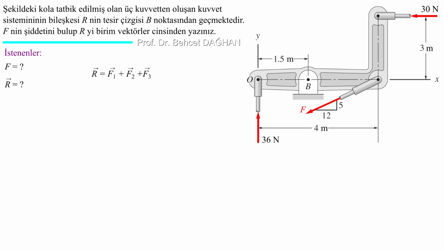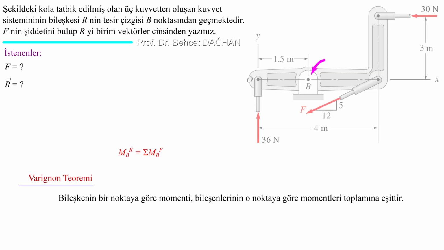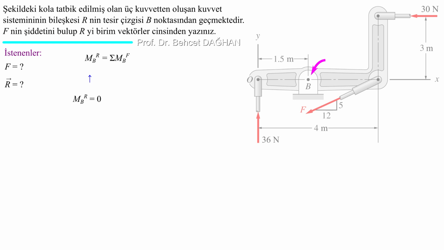At what point do we take moment? About point B. If we take a moment about point B, the moment of the resultant will be 0, because it is said that the line of action of the resultant passes through point B. So, to make our work easier, we take moment about point B. When we take moment about point B, the moment of the resultant is 0. The sum of the moments of the other components is also 0.